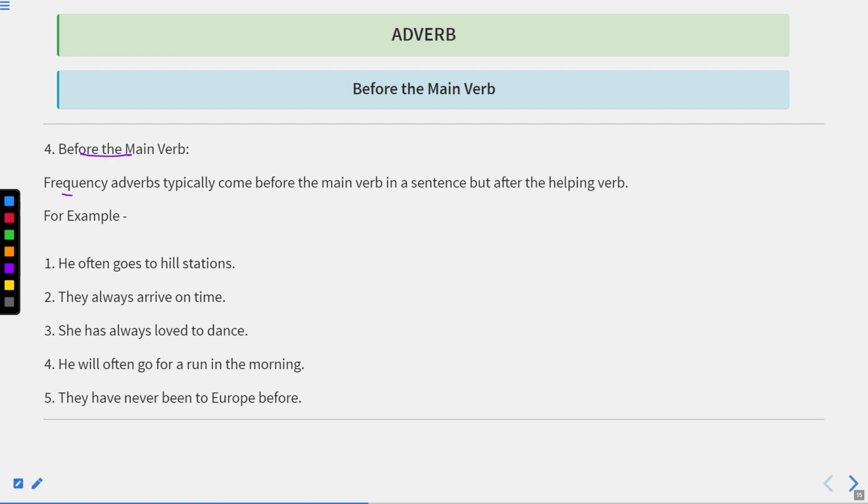Now, before the main verb, frequency adverbs. This one is very, very important. Frequency adverbs typically come before the main verb in a sentence, but after the helping verbs. For example, he often goes to hill stations. You can see that goes is a verb and often is a frequency adverb. After that, they always arrive on time. So always is the frequency adverb, whereas arrive is the verb. It means this action happens consistently.